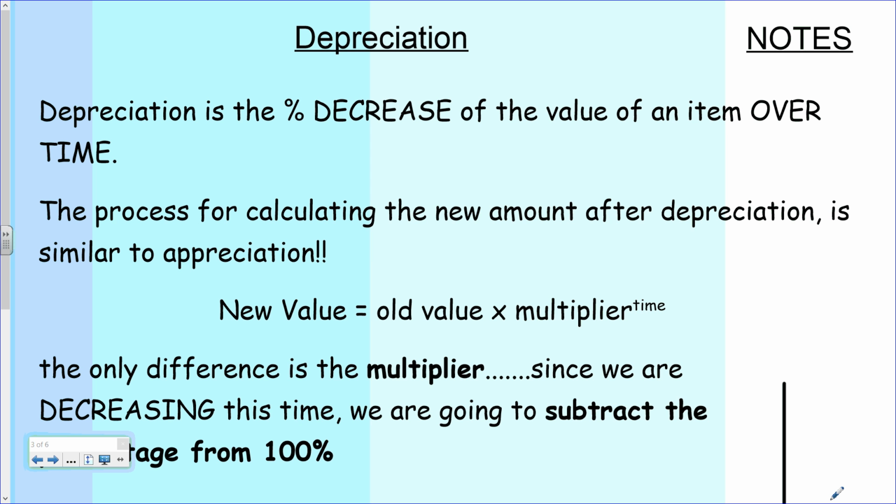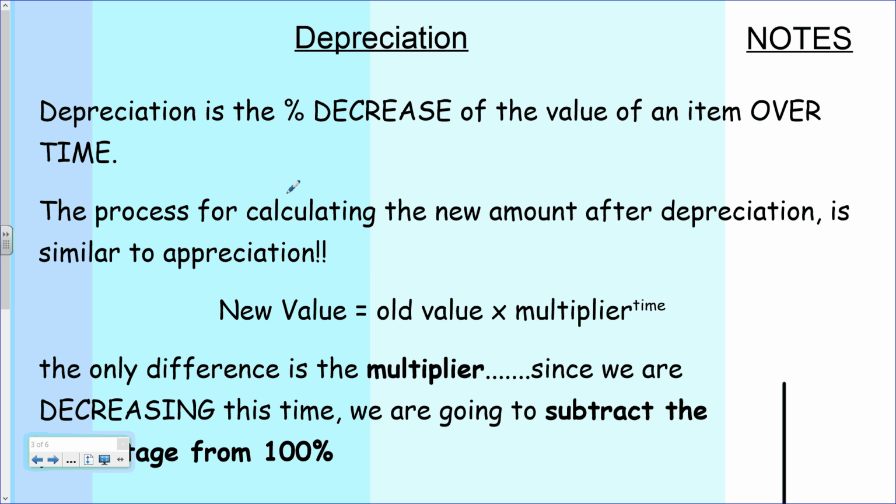So like appreciation, it is to do with a percentage, but this time it is a decrease. So one way to remember it is that depreciation starts with DE and decrease starts with DE. And if you know what decrease means, we know that that is something that's going down. So it's a decrease this time of the value of an item over time rather than an increase.